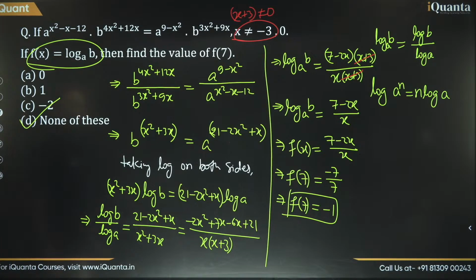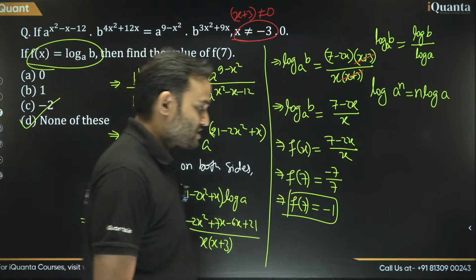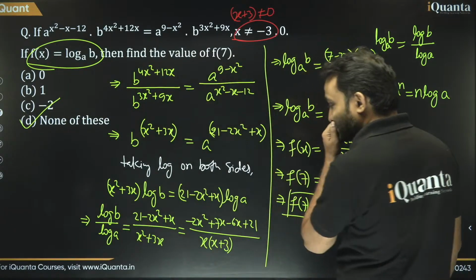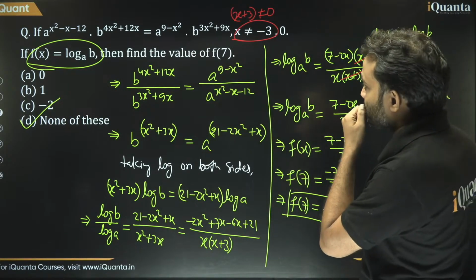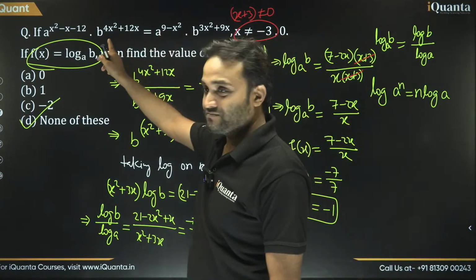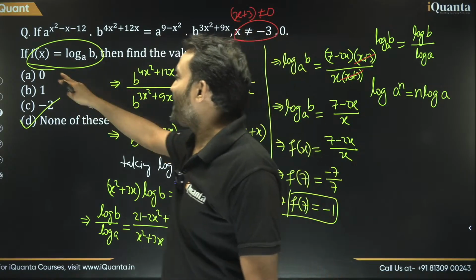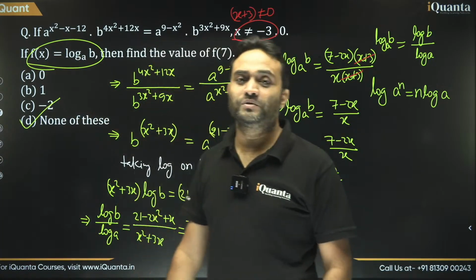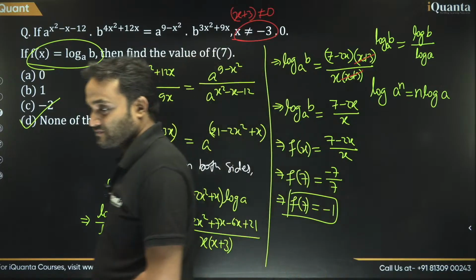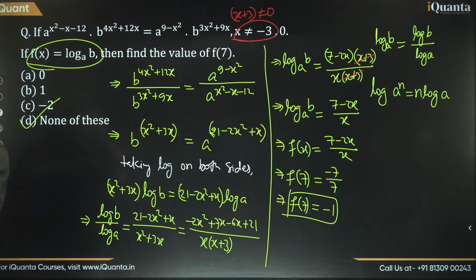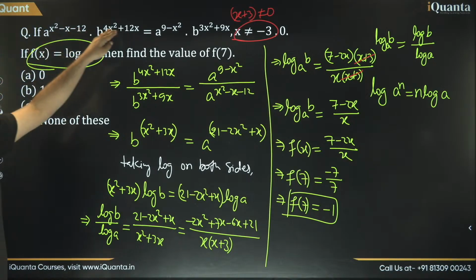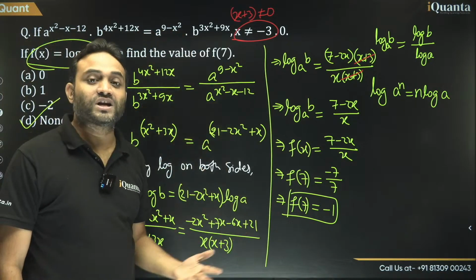Can we put 7 directly as well? Where do you put 7 directly? f(7) here directly? But how will you find f(x) is equal to log b base a? If you put x is equal to 7 directly here, then what are you getting? Minus 1.